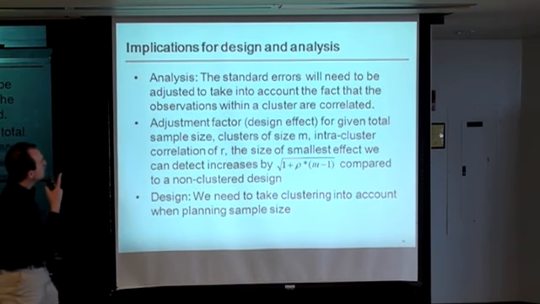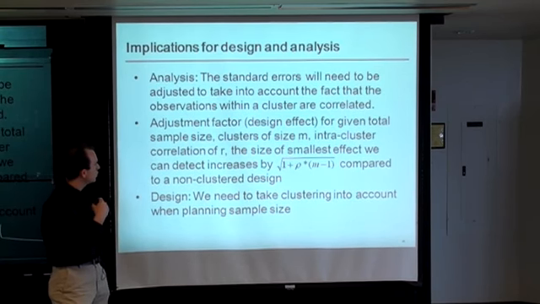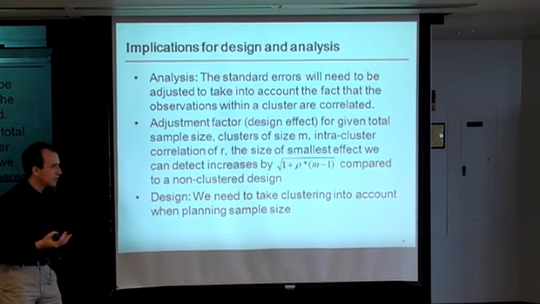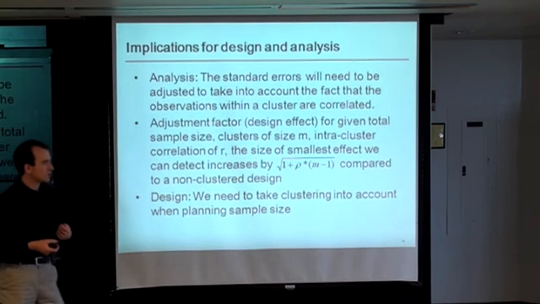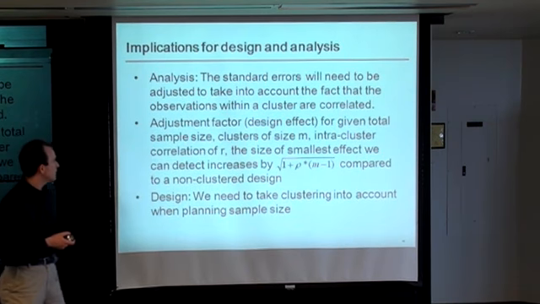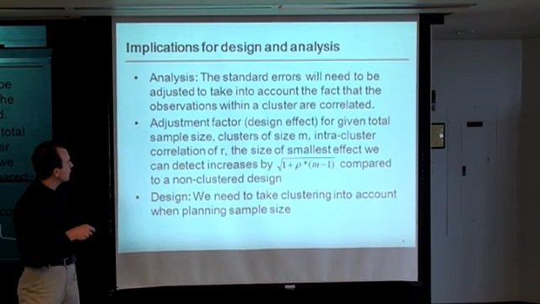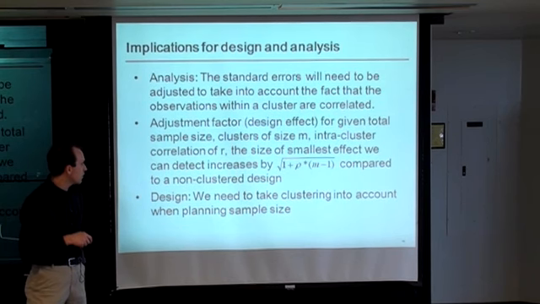So how much does this hurt us essentially? We need to adjust our standard errors given the fact that these things are correlated. This is the formula: for a given total sample size, if we have clusters of size m, say 100 kids per school, and an intracorrelation coefficient rho, the size of the smallest effect we can detect increases by this formula compared to a non-clustered design.